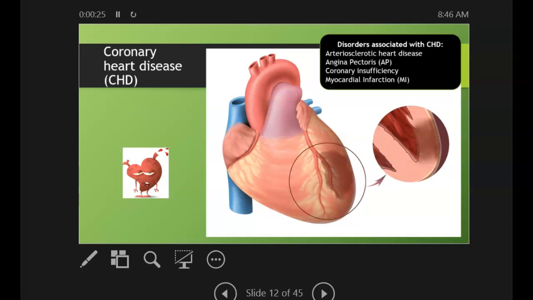Okay, so moving on, coronary heart disease. Coronary heart disease or coronary artery disease, or it could be called ischemic heart disease. It results from insufficient blood flow from the coronary arteries into the heart or the myocardium. So disorders associated with this condition are arteriosclerotic heart disease. It could also be angina pectoris, coronary insufficiency, or MI or a heart attack.